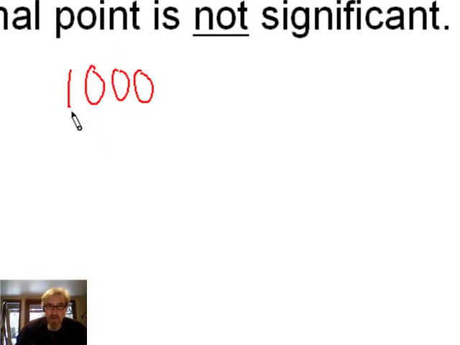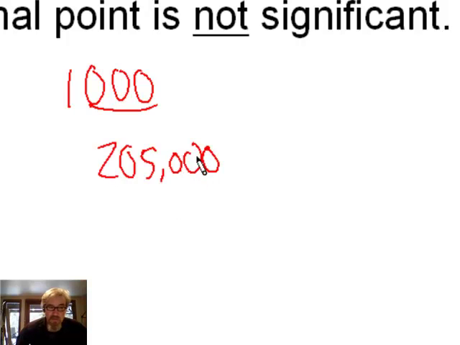If I wanted to show that I only knew it to the nearest 1000, I would leave off the decimal point. That means these zeros here are not significant. They have to be there because 1 and 1000 are not the same number. You need those zeros there to show what place your most significant digit is. But those are not significant. They're merely placeholders. If I write this number, 205,000, without a decimal point, that means I have 3 significant figures.